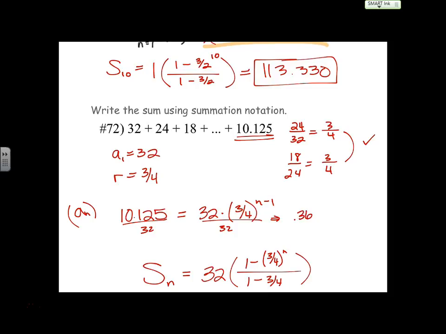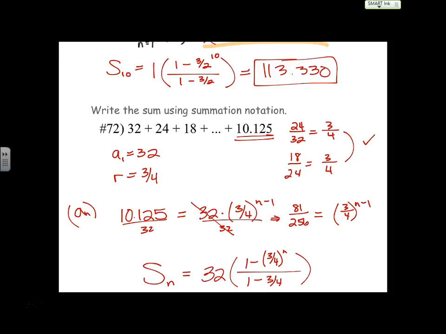Is that rounded? Can you go to math and then fraction and see if it's prettier as a fraction? Ooh, okay. Let's use that just because it's perfect. Does that make sense? 81 over 256 equals, and then the 32's cancel. So I have 3 over 4 to the n minus 1.